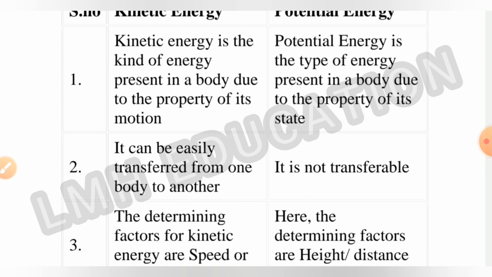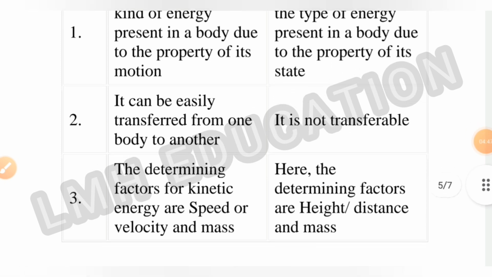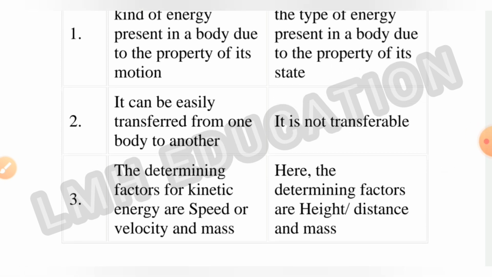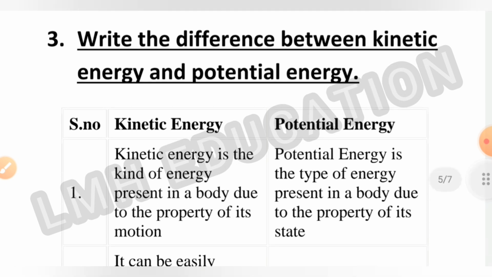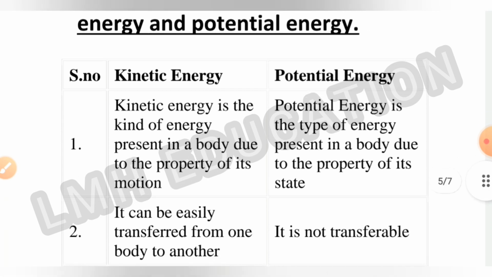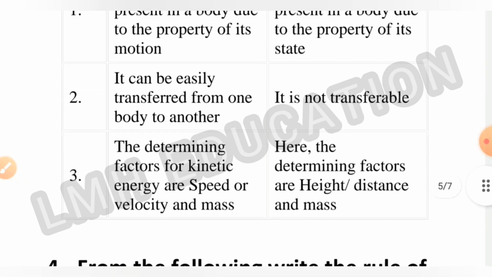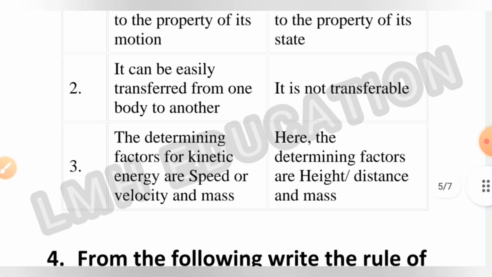The second one is, in the case of kinetic energy, it can be easily transferred from one body to another, whereas in case of potential energy, it is not transferable. Next, third one, the determining factors for kinetic energy are speed or velocity and mass. However, in the case of potential energy, the determining factors are height, distance and mass. So in this way, your question number 3, in which you have to write the difference between the kinetic energy and the potential energy, is completed. You can write 3 differences. You can write any 2 also.